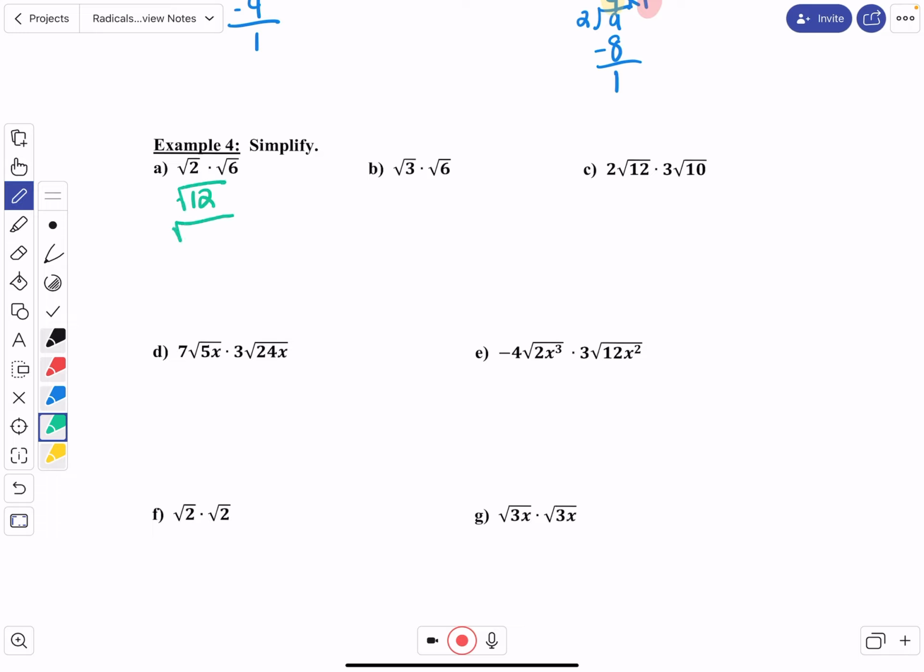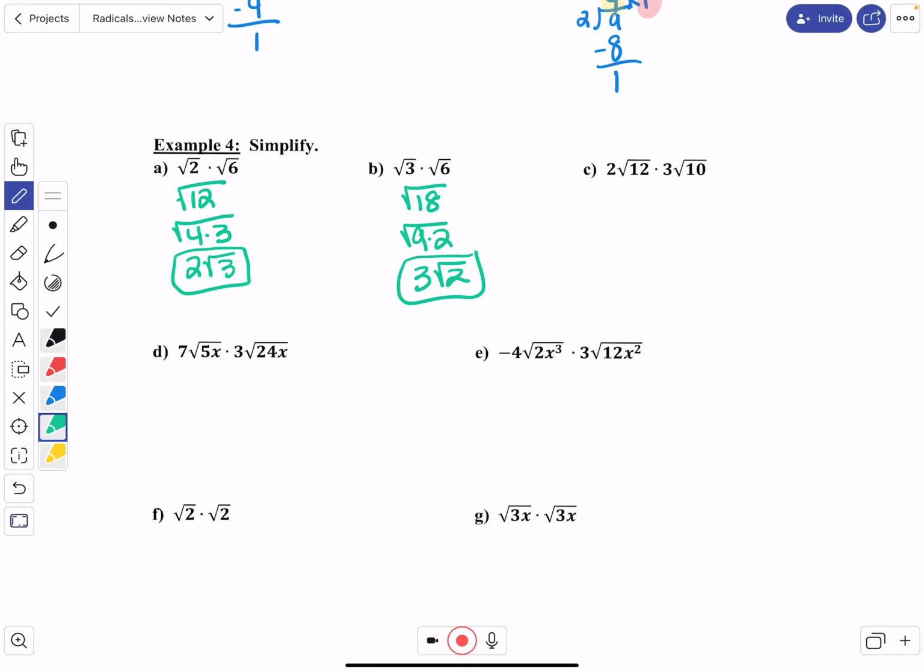So 4 and 3. 4 is my perfect square. Square root of 4 is 2. And I leave 3 in the radical. Okay, for this one, 3 times 6 is going to be 18. So then I get 9 times 2. Square root of 9 is 3. And 2 is going to stay in the radical.